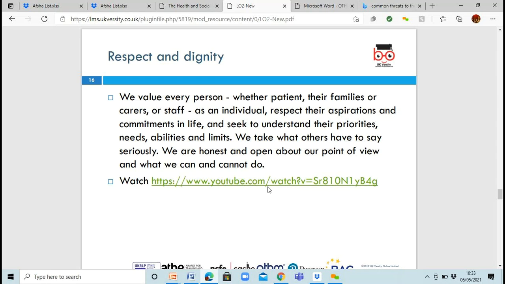So it helps you to give respect and dignity because everybody is an individual. Respect their aspirations. They might have thoughts and wishes. Respect their commitments. Try and understand what their priorities are, what their needs are, and what abilities they have. And also respect what limits they have. So if they're saying, no, I can't do this, or I don't want a male carer to look after me, or I'm not comfortable with a female carer giving me personal care, you need to respect what their own thoughts and wishes are.